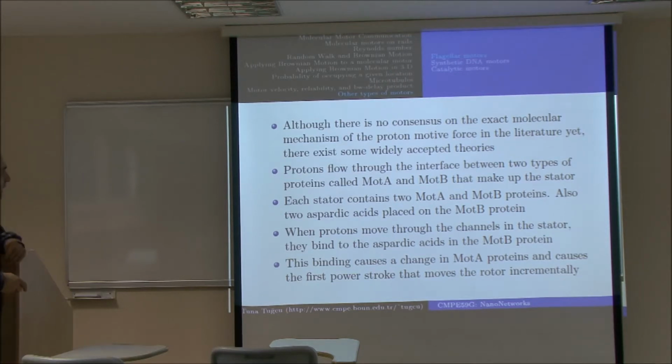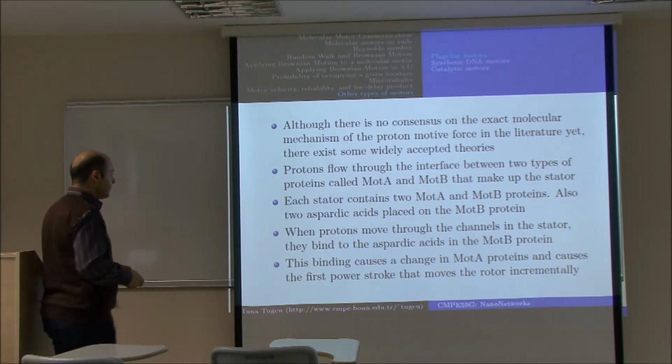Each stator contains two MotA and MotB proteins, and also two aspartic acids that work with this proton motive force. The protons move through the channel inside the stator. They bind to the aspartic acids in the MotB protein, and then they're released again. This binding causes a change in the MotA proteins, creating a movement which is transferred to the basal body. So it creates the first power stroke.